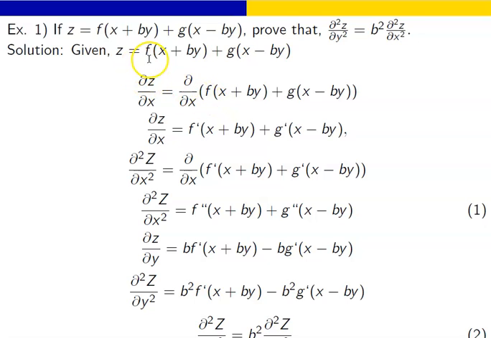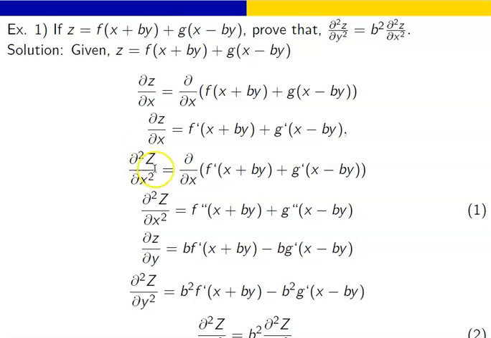The given function is z equals f of x plus by plus g of x minus by. Differentiate z with respect to x partially, keeping y constant. So what is dou z by dou x? It is dou by dou x of this function z. Then simply separate the partial derivatives. The derivative of f of x plus by is a function of x, so its derivative will be f dash, plus g, again a function of x, becomes g dash. Dash stands for the single derivative, dou z by dou x.